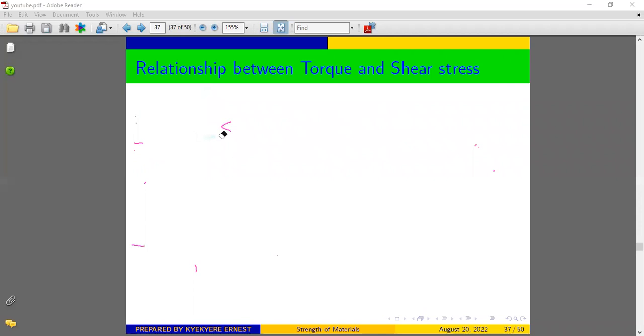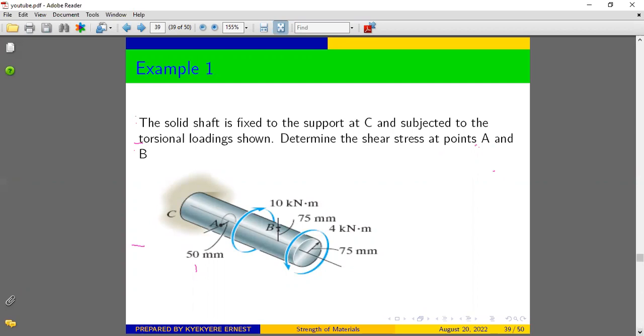Good. So let's see some examples and how to solve them. So quickly, let's look at this example. The solid shaft is fixed to a support at C and subjected to torsional loading shown. Determine the shear stress at point A and point B. So you can see that our point A is at this point. This is our point A and this is our point B.